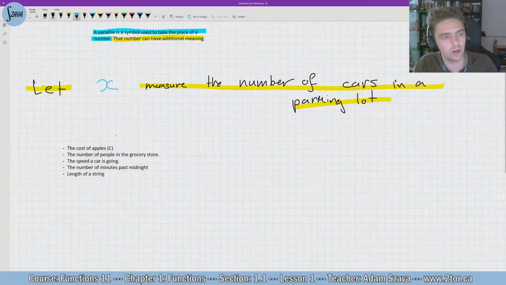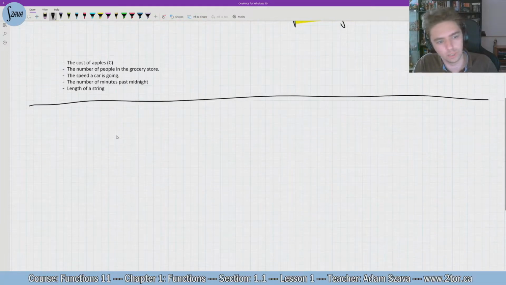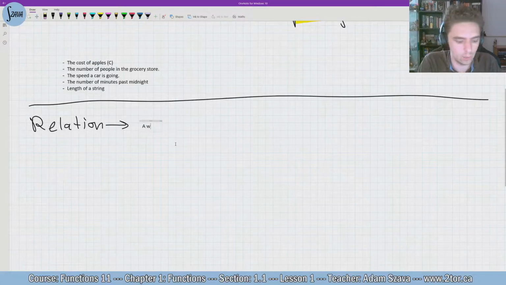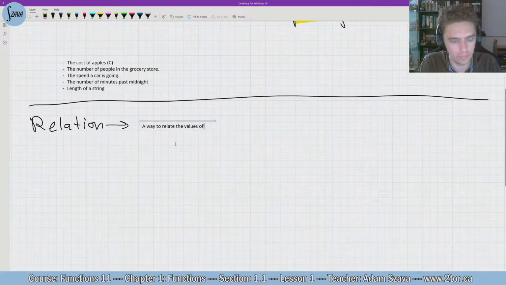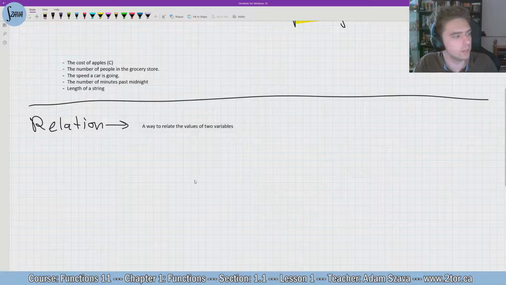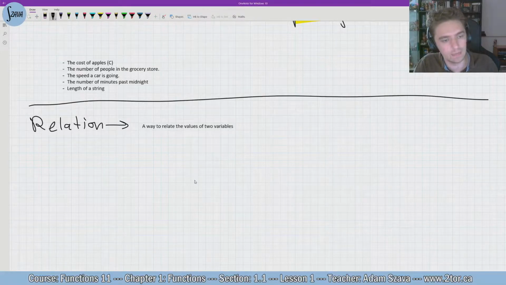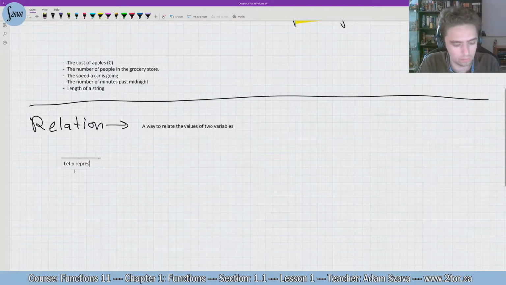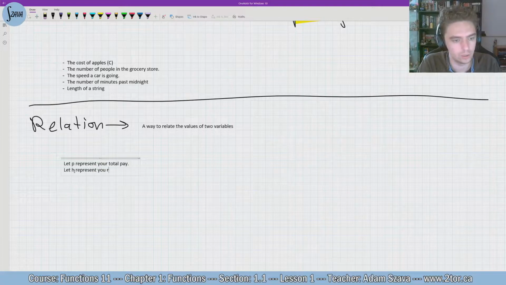Okay, so then we can now move on to comparing variables. Comparing variables is something we do all the time, right? So it's going to be moving on to relations here. A relation is a way to relate the values of two variables. You've done this lots of times before. So if I look at an example here, maybe your pay compared to the number of hours you worked, I'm going to say let P represent your total pay, and let H represent your hours worked.